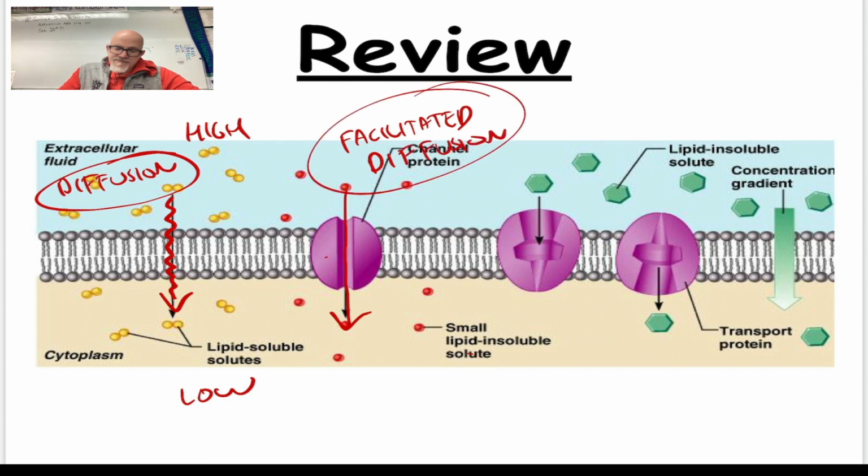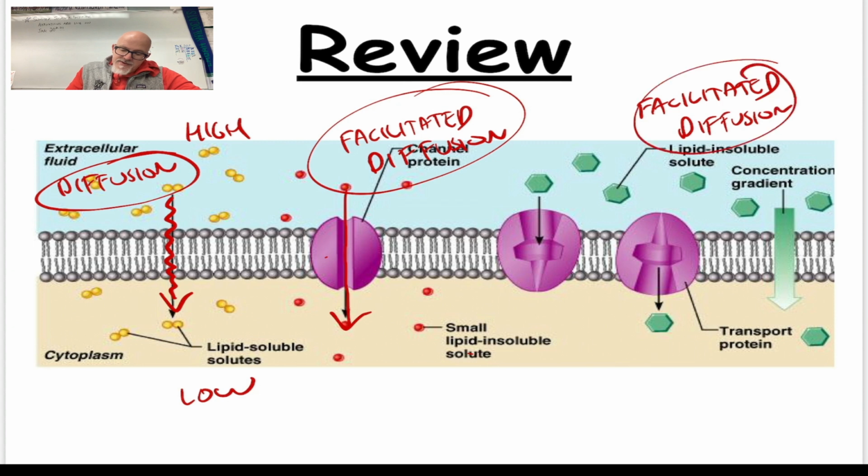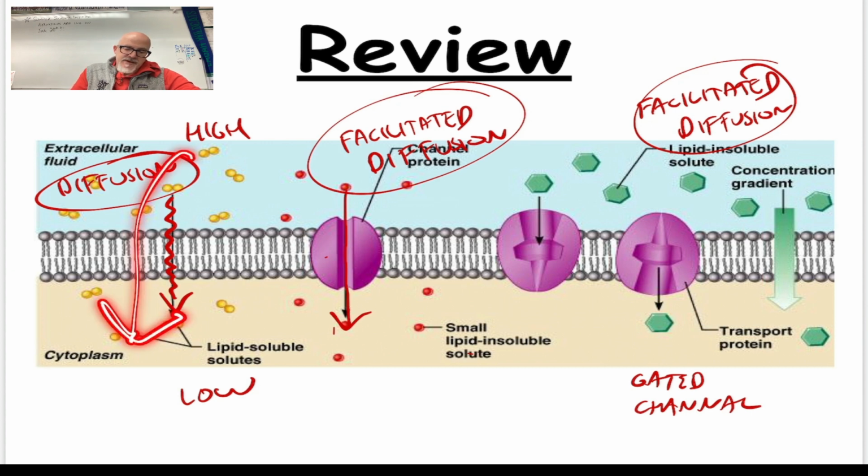And then this one is going from high to low through that protein as well. So again, it is facilitated diffusion. But this one is through a gated channel. And this one is just through a simple channel. So that is all passive. High to low, either straight through diffusion or facilitated diffusion.